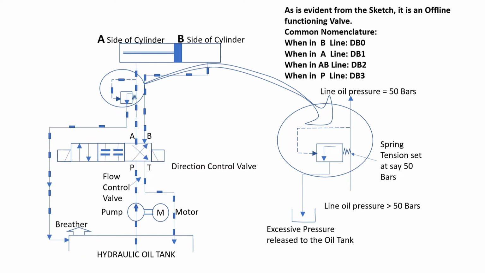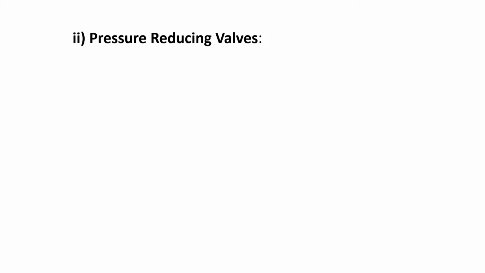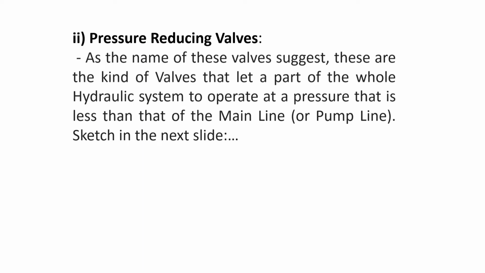Similarly, when we change the position of the solenoid, then you'll see it again. This is it. Now the pump line is connected to the B line. Next is the pressure reducing valves.